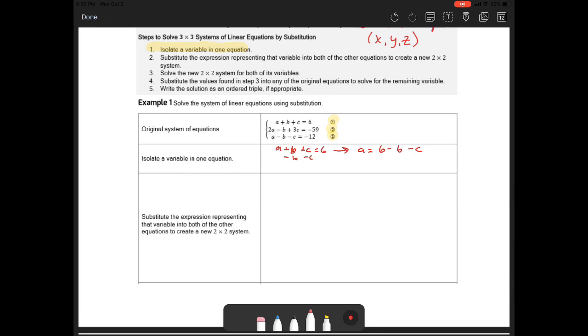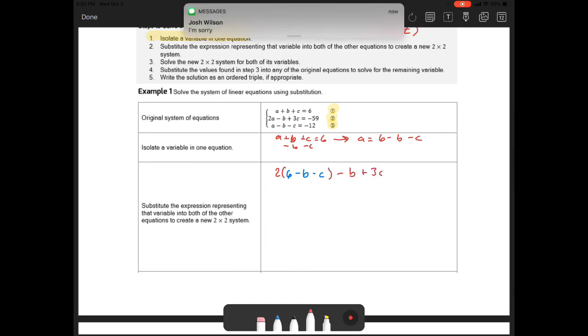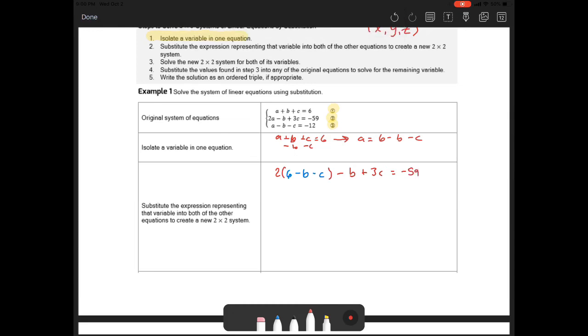Okay, so now that I've isolated one variable, I have my 2 other equations next. What's going to happen now is I'm going to substitute that expression representing that variable into both of the other equations so that I now have a 2 by 2 system. So that means I'm going to have 2 times, and my a is going to be in blue, 6 minus b minus c, and then I'm going to have negative b plus 3c equals 59. So that right there, guys, is my first one.